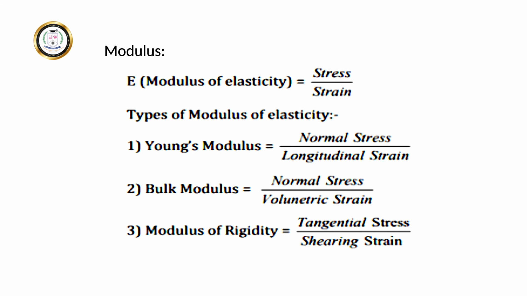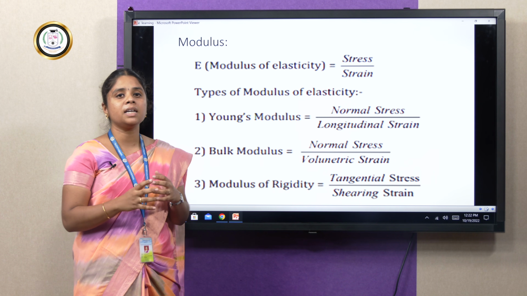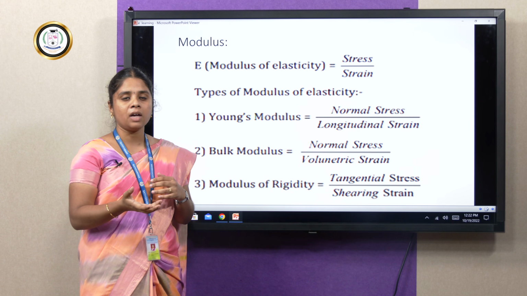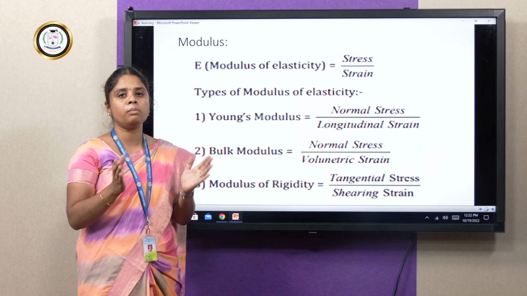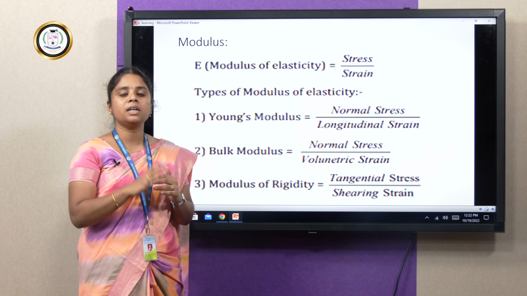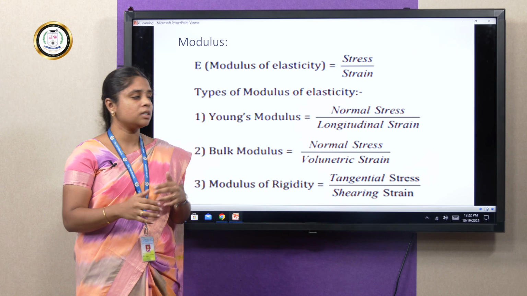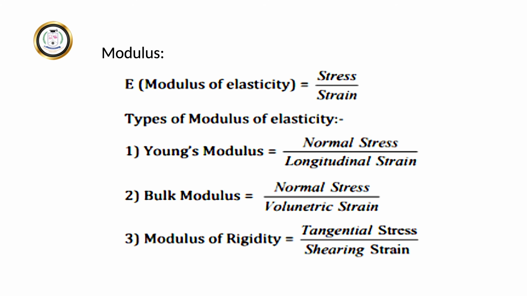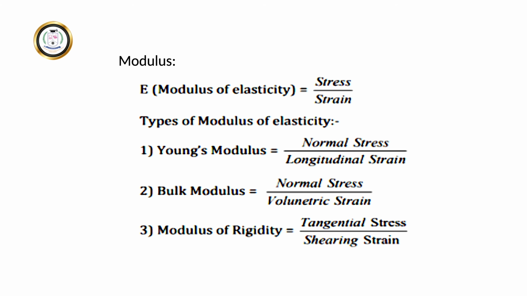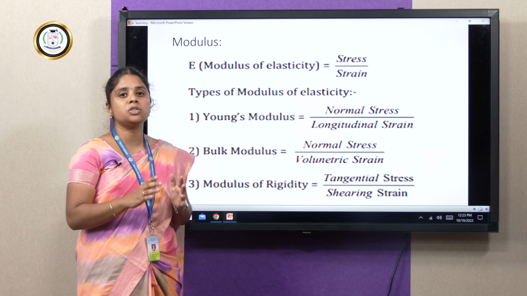Coming to bulk modulus, let us imagine we have a balloon in our hand. We are applying a certain force. Let us consider you are blowing a balloon. Due to the air which you give to the balloon, the volume of the balloon expands. When you remove the air, the balloon contracts and comes to its original volume. So, the change in volume of an object is called volumetric strain. So, the bulk modulus is defined as the ratio of normal stress to volumetric strain. Here, the balloon undergoes the change in volume.